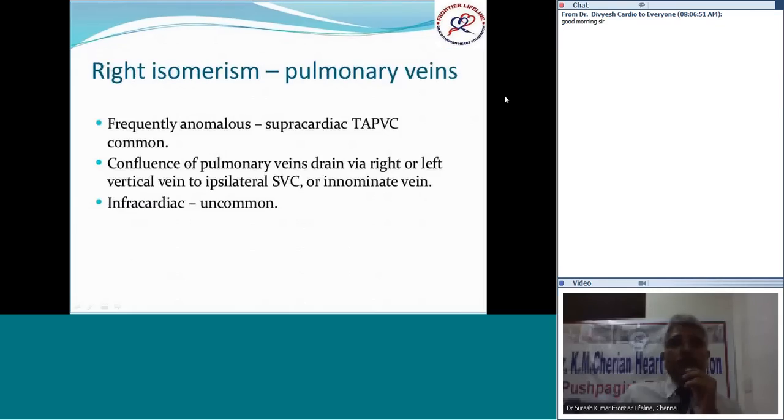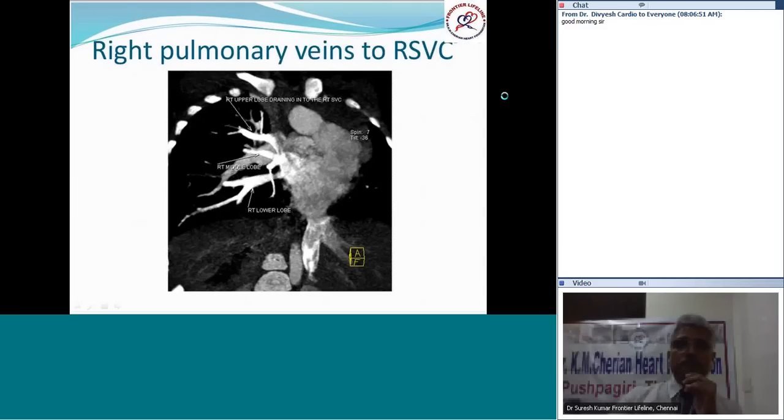And what happens to the pulmonary veins? They are frequently anomalous. And supracardiac TAPVC with a vertical vein on either side is common. Infracardiac is quite uncommon in this, but has been reported. This is an atypical variant of pulmonary venous connection in right isomerism. In this case, you are finding the right pulmonary veins joining the SVC. In fact, the right lower lobe vein is joining the SVC-RA junction.